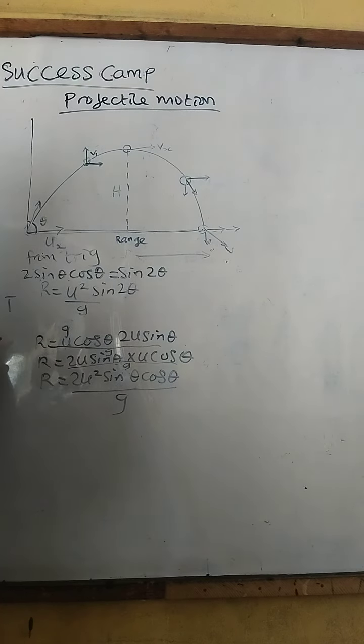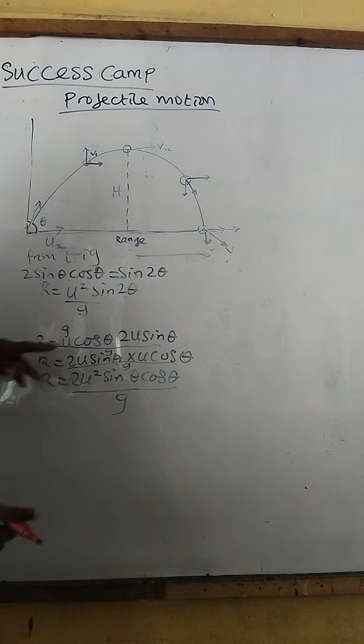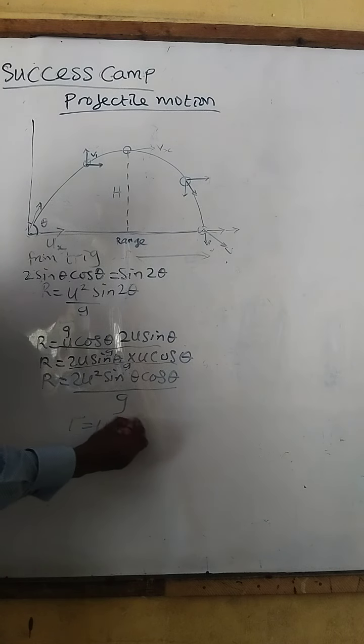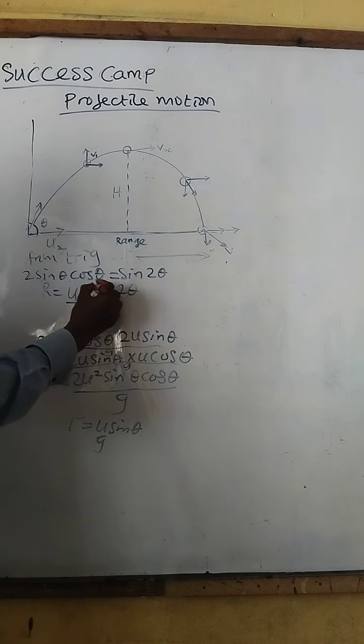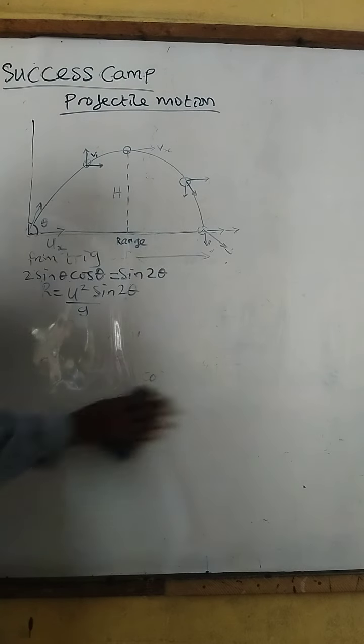I forgot this because when I was saying my t equals u sine theta over g, I omitted the g. So this is now our formula for solving range. This is our equation for solving range, and that's that.